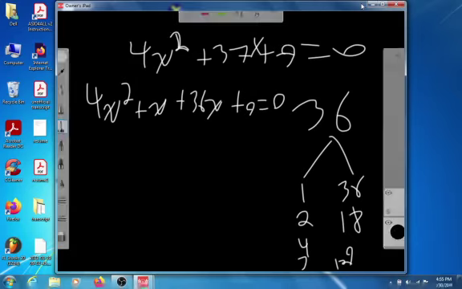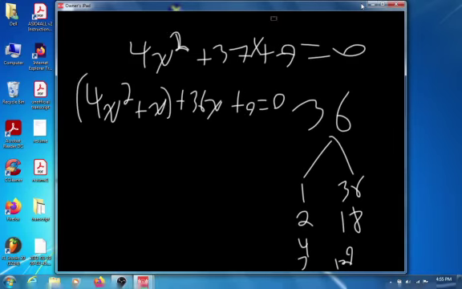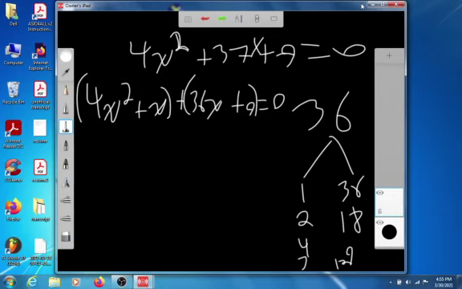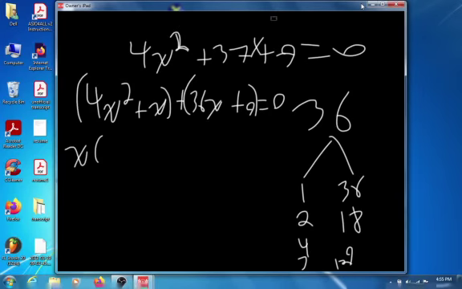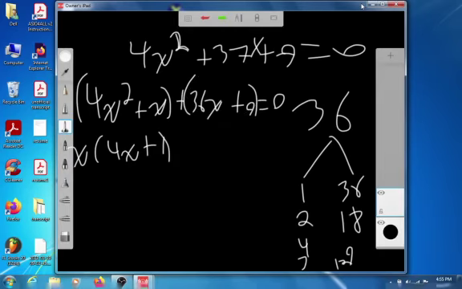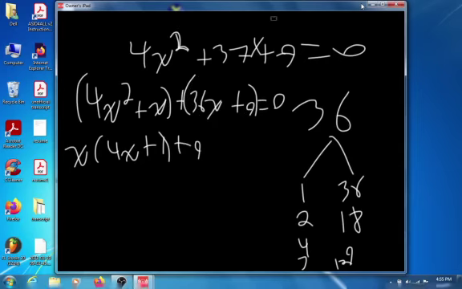From here, we're going to write parentheses around this binomial and this binomial. We're going to factor out as much as we can from each binomial. We can factor out x from this binomial. So we get x times 4x plus 1. And from this binomial, we can factor out 9. So we get 9 times 4x plus 1 is equal to 0.